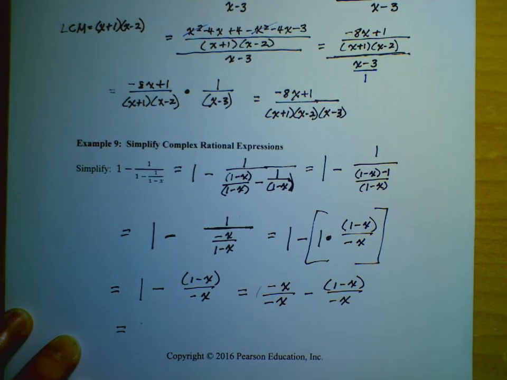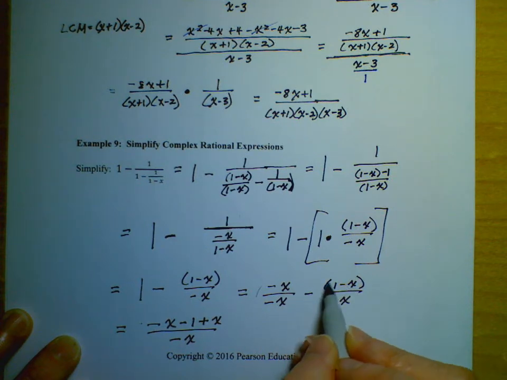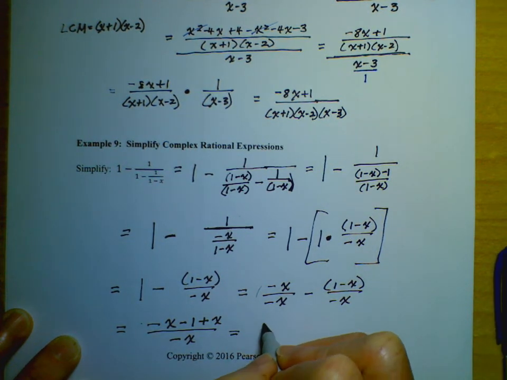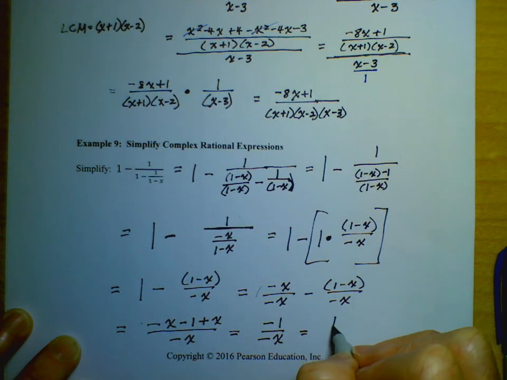So that equals, distributing the negative, I have negative x minus 1 plus x all over negative x. Same denominator, there it is. Negative x minus 1 minus, that negative distributed made that plus. Okay, so what's negative x and positive x? Of course those two cancel out, leaving negative 1 over negative x, and negative divided by negative is a positive, and there's our final result.